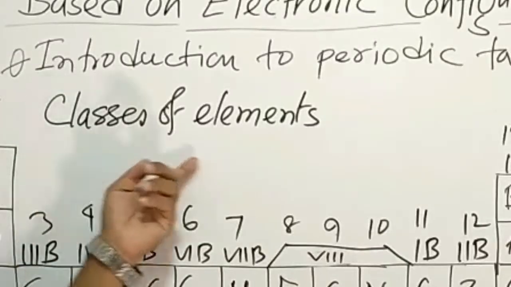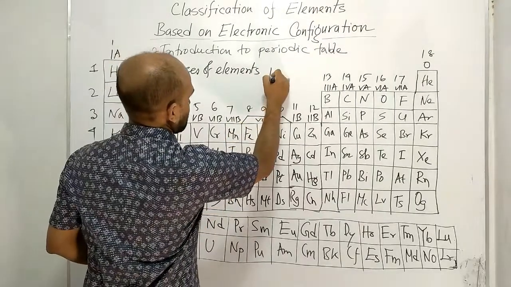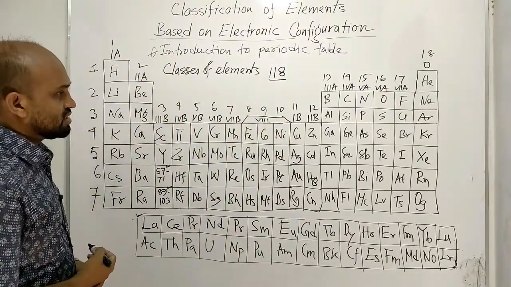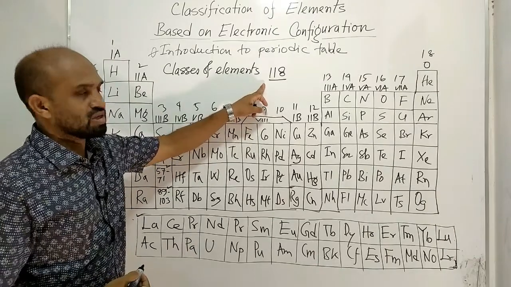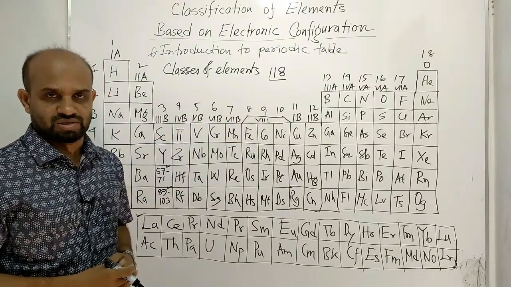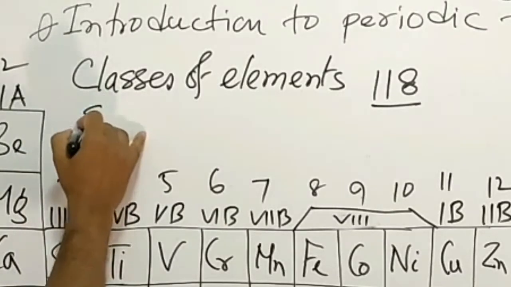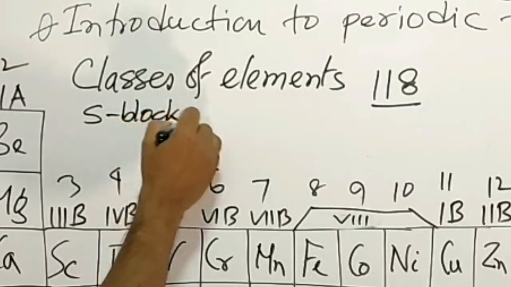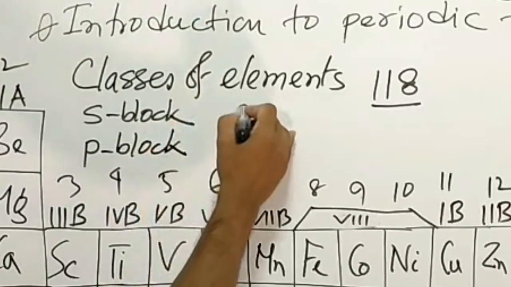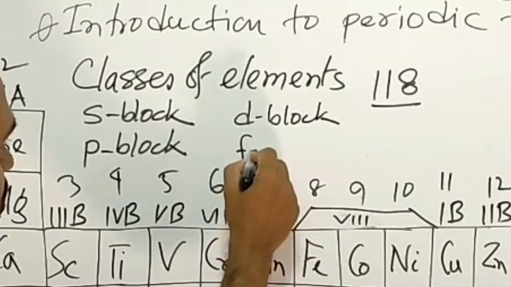Now, classes of elements. In this periodic table, there are total 118 elements. These 118 elements are divided into 4 classes. Those are S block elements, P block elements, D block elements, and F block elements.